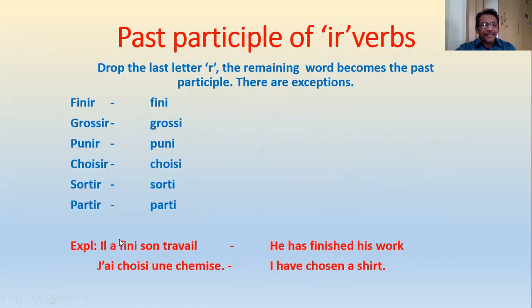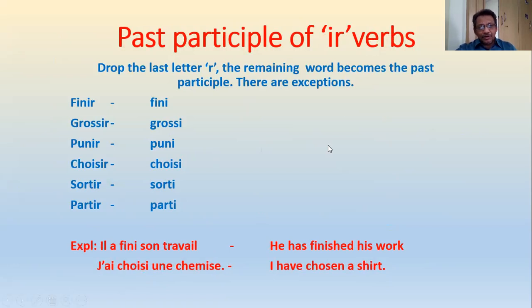So how is it written? See, il a fini son travail. He has finished his work. He finished his work. J'ai choisi une chemise. I have chosen a shirt. I chose a shirt. So subject, avoir, the auxiliary verb in present tense, then the past participle.